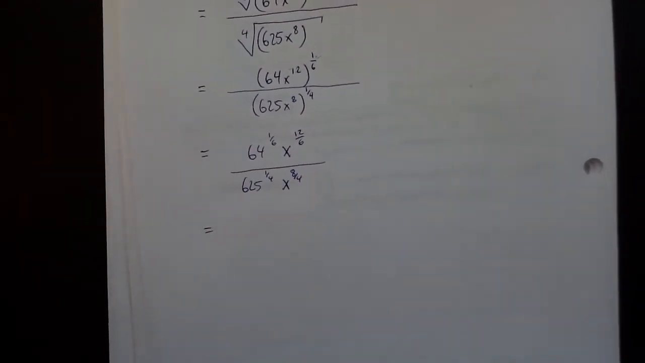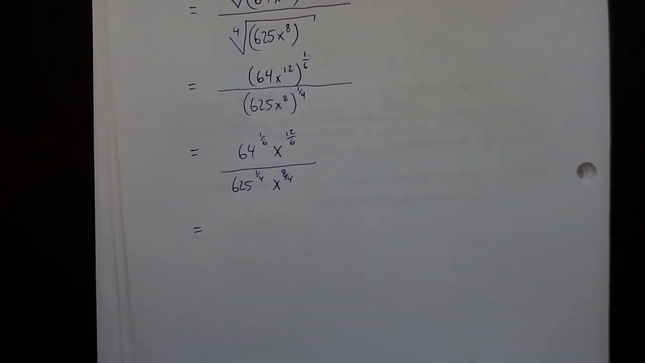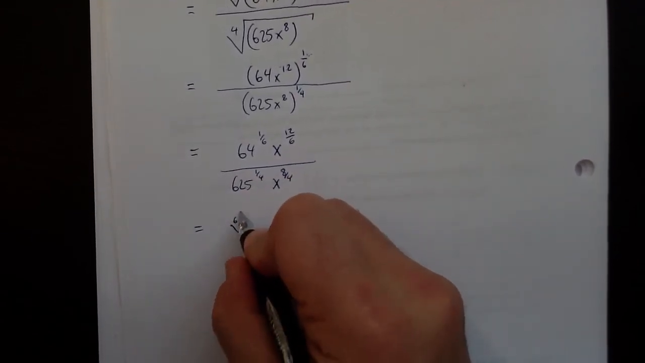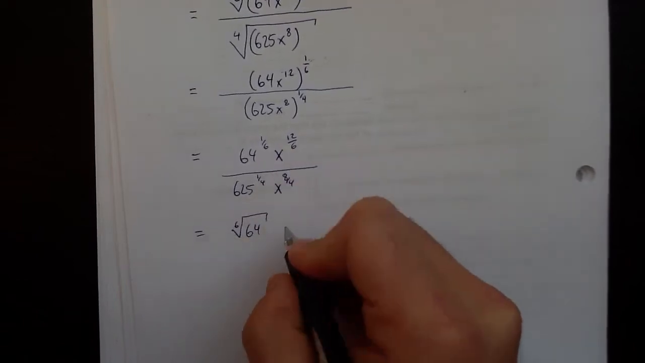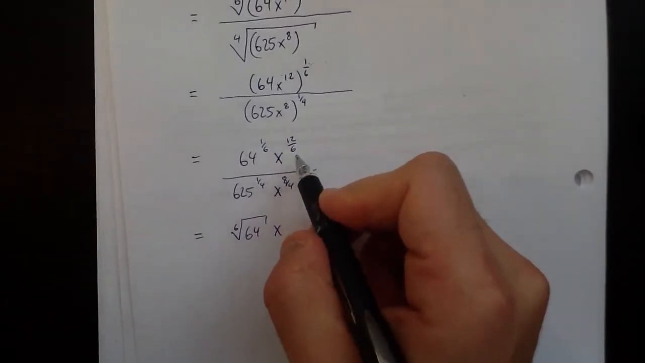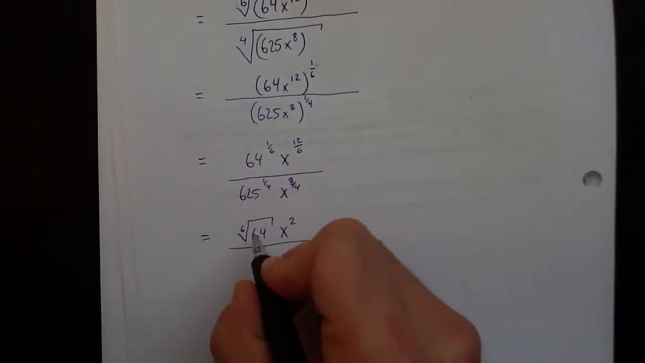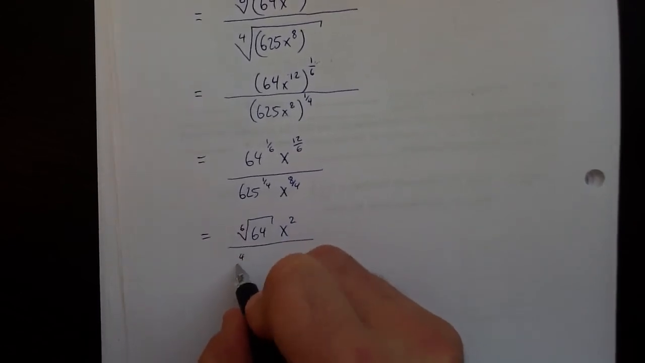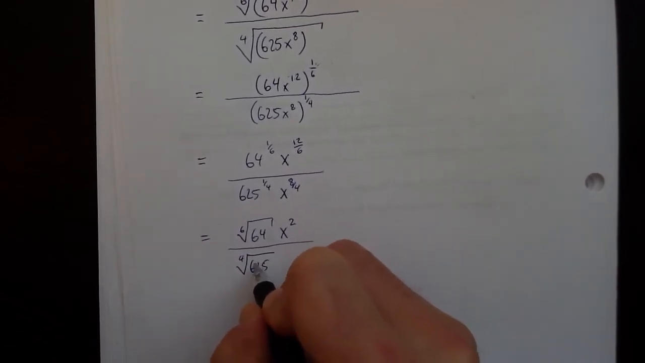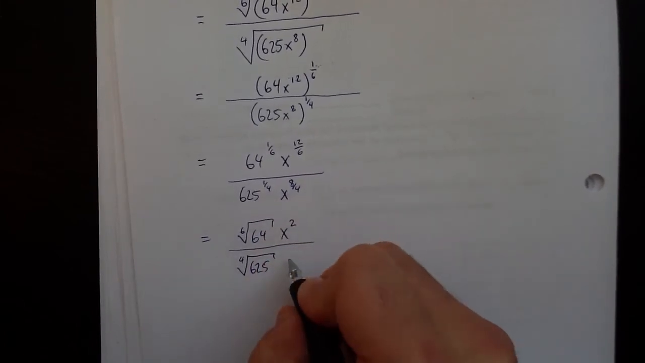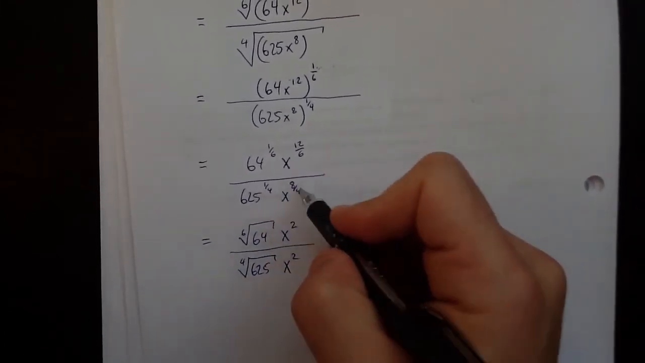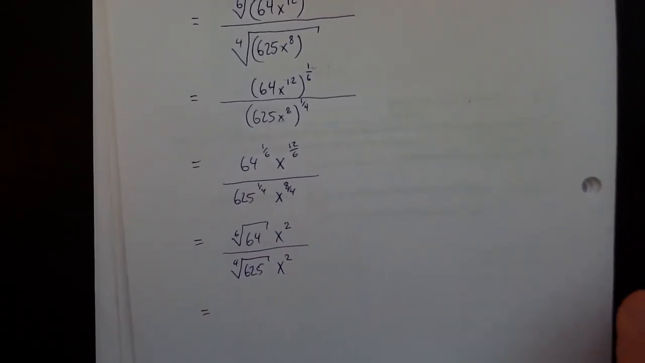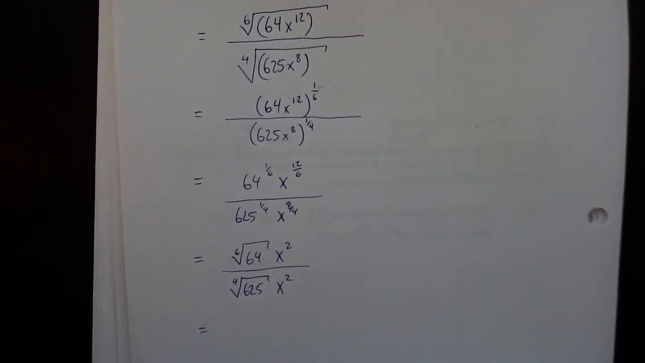So if you continue this, now it's very important that you understand that you can rewrite this back to the sixth root of 64, and over here this ends up being x to the power of 12 divided by 6 is just 2. Okay, so you're just taking the sixth root of that number, and then this just is x squared. And this is the fourth root of 625, and x to the power of 8 quarters is x squared also, because 8 divided by 4 is 2. So now is where you start using your calculator here.